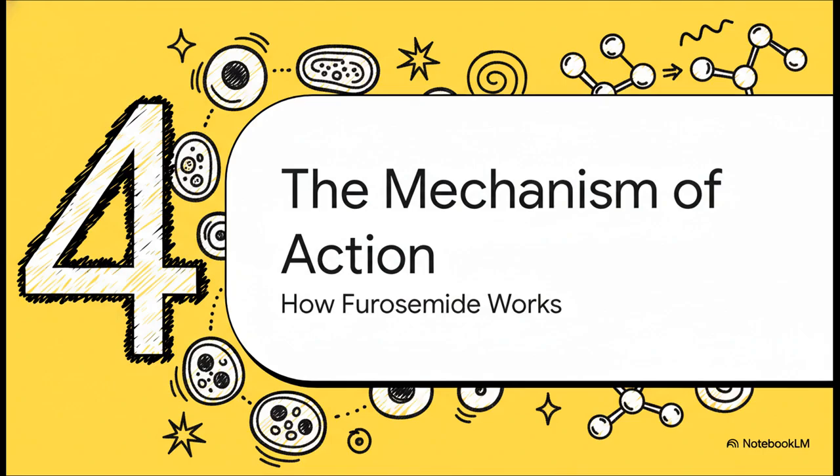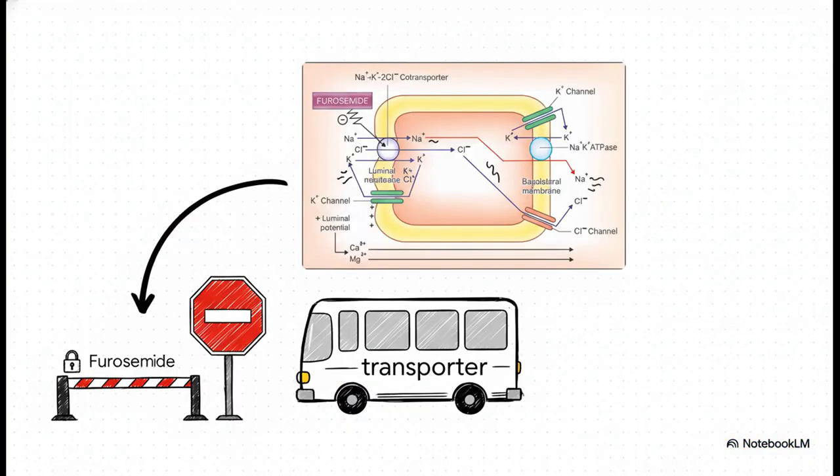How does it achieve such a dramatic effect right down at the cellular level? What is the molecular magic that's happening inside the kidney tubule? The magic happens at this protein right here, on the luminal membrane, the NKCC2 cotransporter. Think of it like a tiny shuttle bus, okay? Its job is to constantly move 1 sodium ion, 1 potassium ion, and 2 chloride ions from the urine back into the body cells. So what does furosemide do?